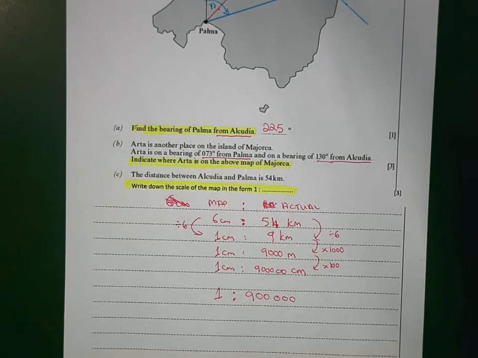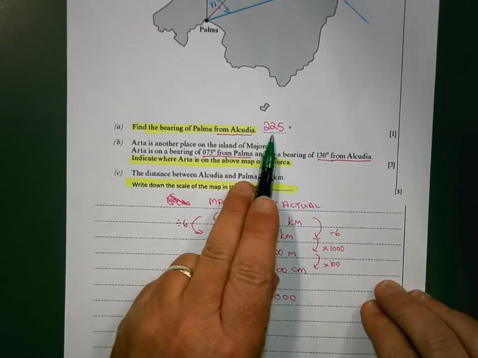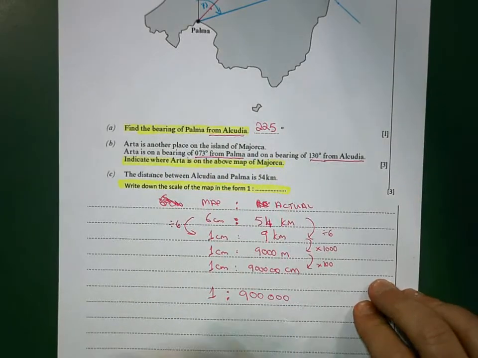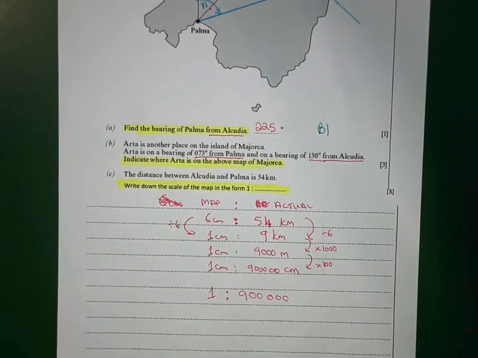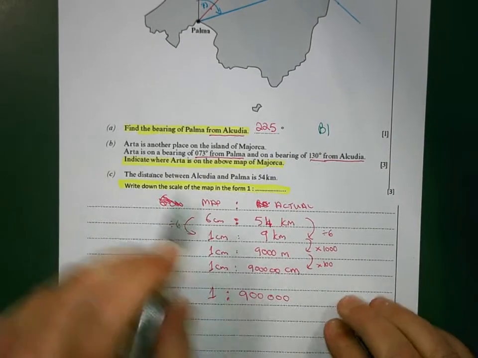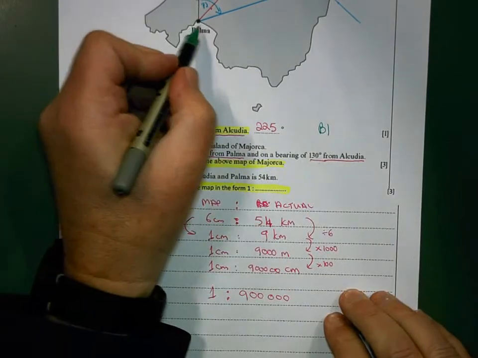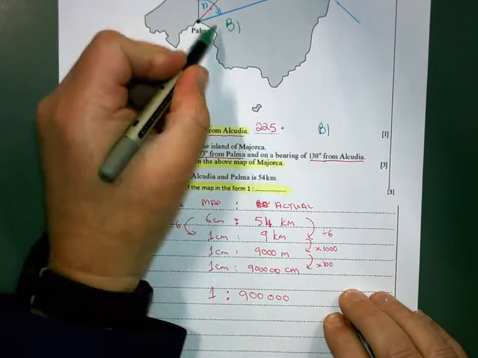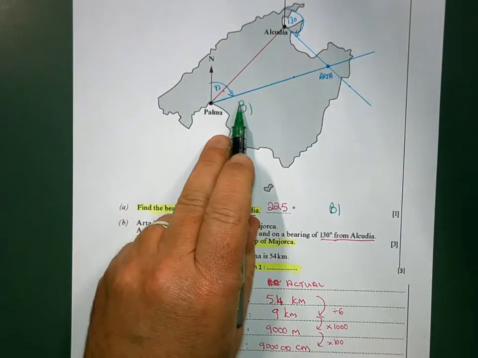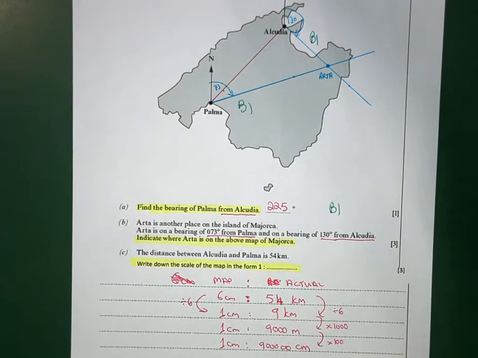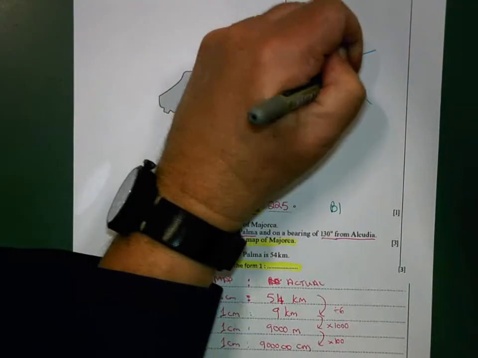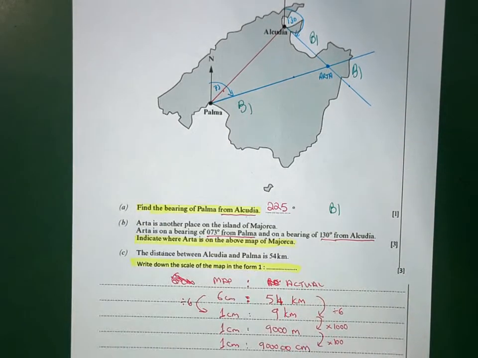Okay, marks for that. They're looking for 1 mark for 225 degrees. If you got 224 or 226, you get the mark. For part B, you've got 1 mark for drawing the line from Palmer. So there's 1 mark for that blue line. Sorry, you can't see it. There's 1 mark for that blue line, and there's 1 mark for the line from Alcudia, and then there's a final mark for pointing out that where the 2 lines cross is where the village is.